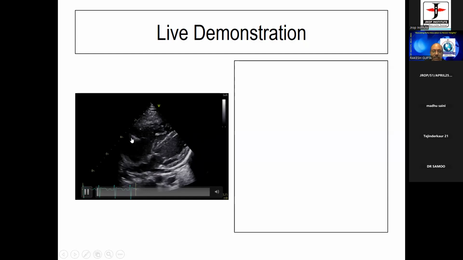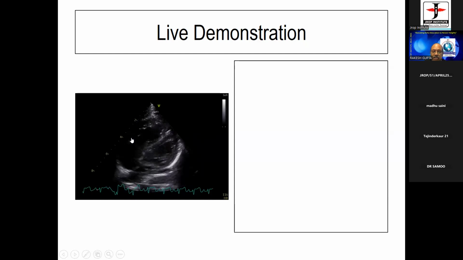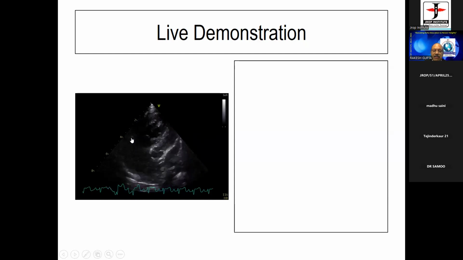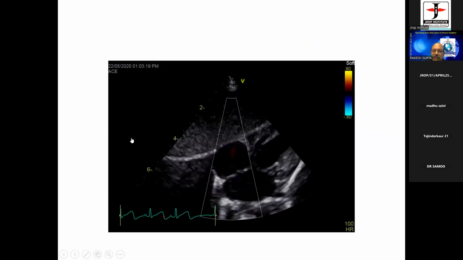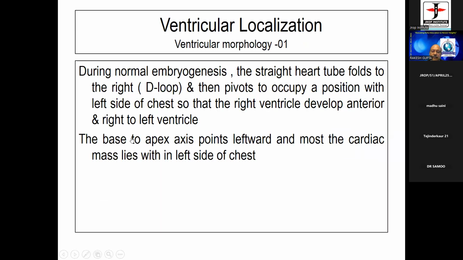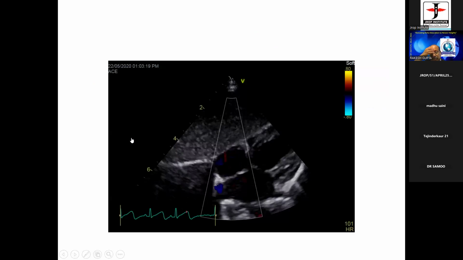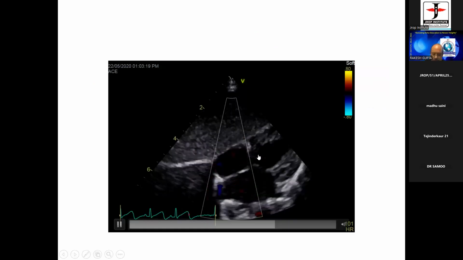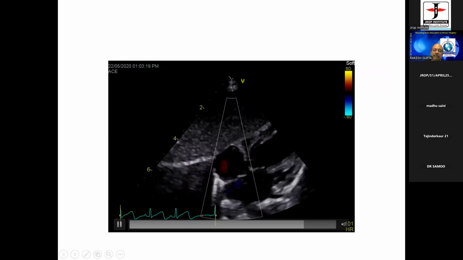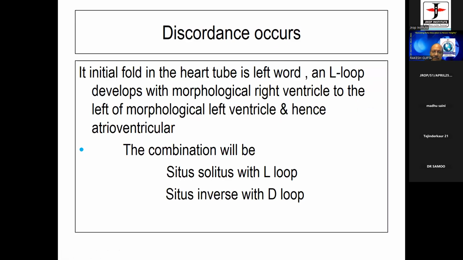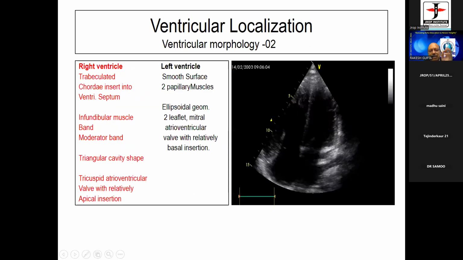And when you see this kind of a picture from a subcostal window, just take for granted that what we are dealing with is situs solitus with D loop. All right. So you have to see this picture once you start doing a pediatric echo. Now there are various combinations present. We can have situs solitus with left loop, situs inversus with D loop. So multiple combinations are present. I'm not going to go into detail, not at your level at all.